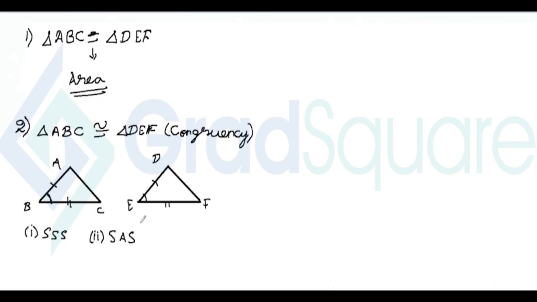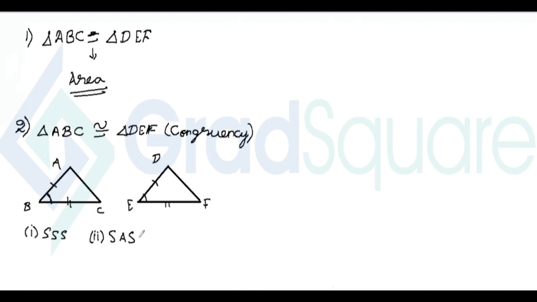Now there's one thing that we have to be careful about when we are applying the SAS congruency, is that we have to remember that SAS is always written as SAS, with the A as the central alphabet and two S's on either side. We will never write SAS congruency as SSA congruency or ASS congruency. Why? Because those are not sufficient conditions for proving congruency.